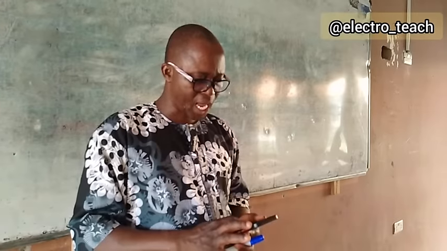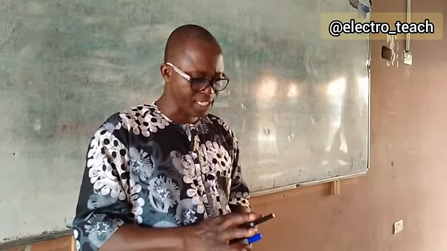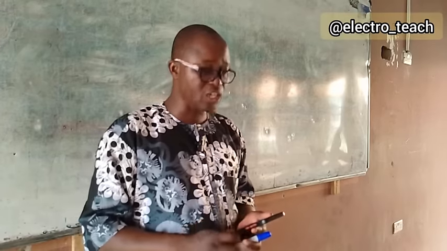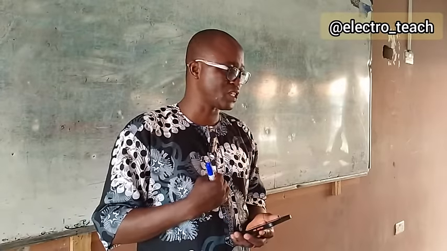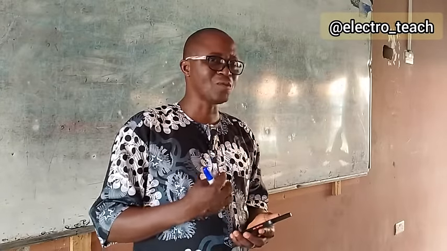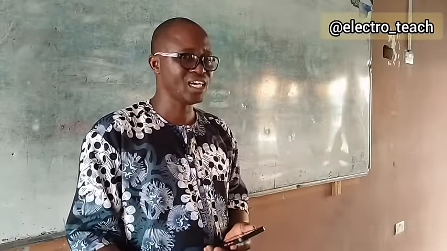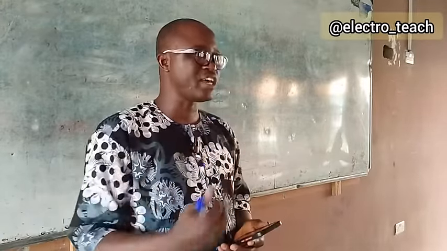Now, output devices take binary information from the computer and convert it to a form that is easily understood by the user. What the computer does inside is based on binary, zeros and ones. We cannot understand that if we don't see it in terms we know.